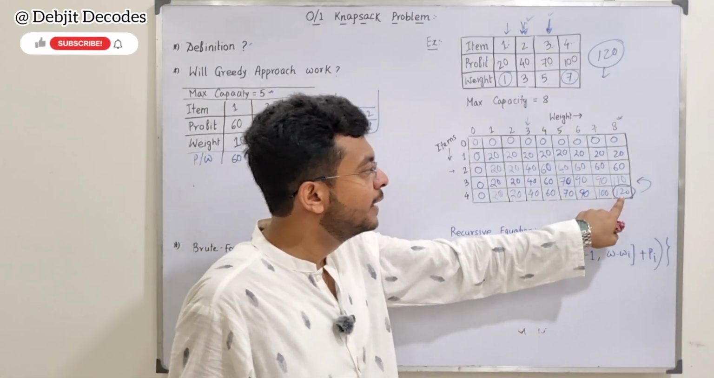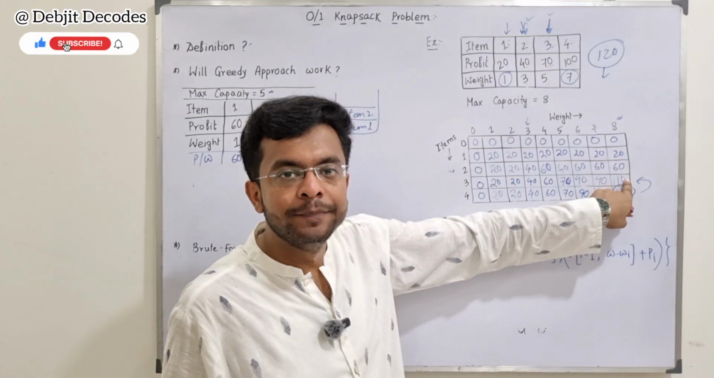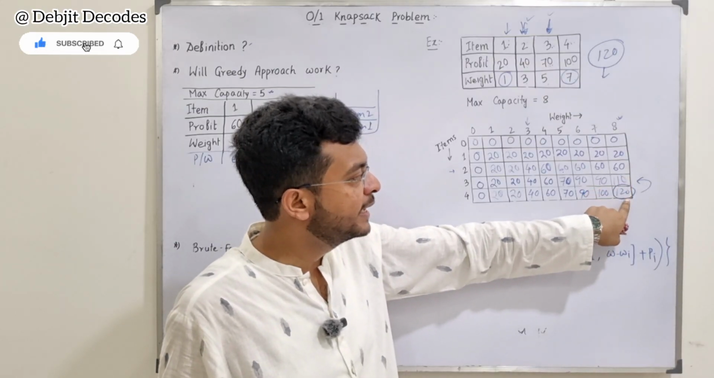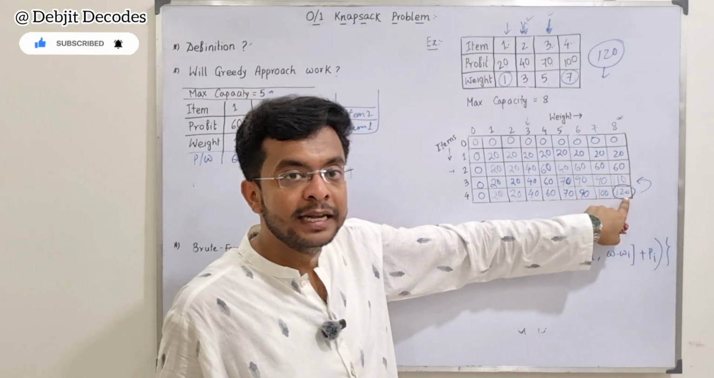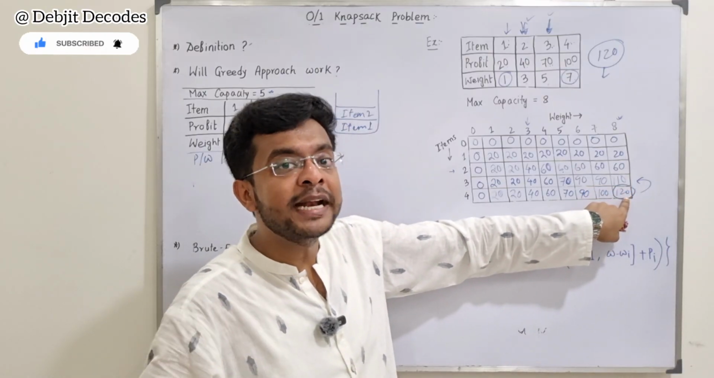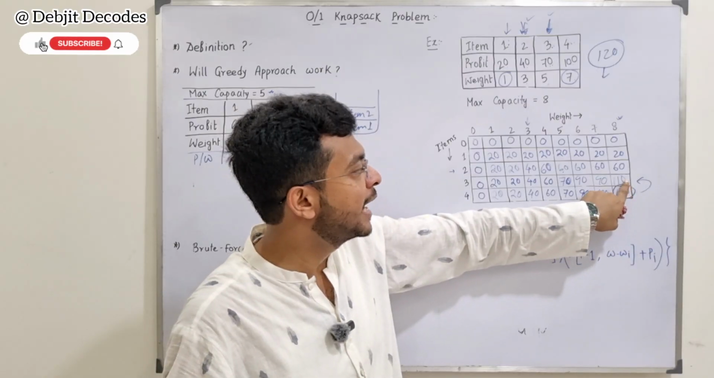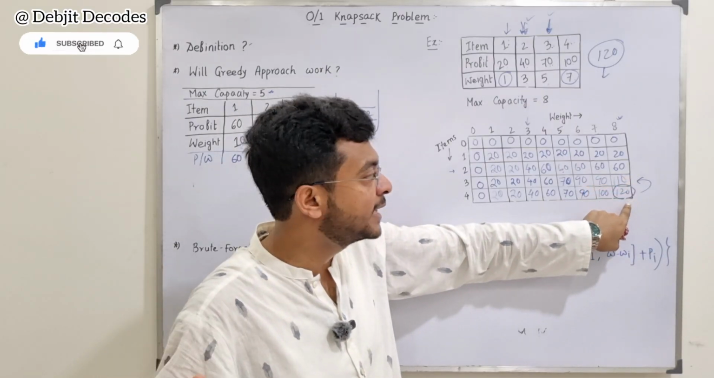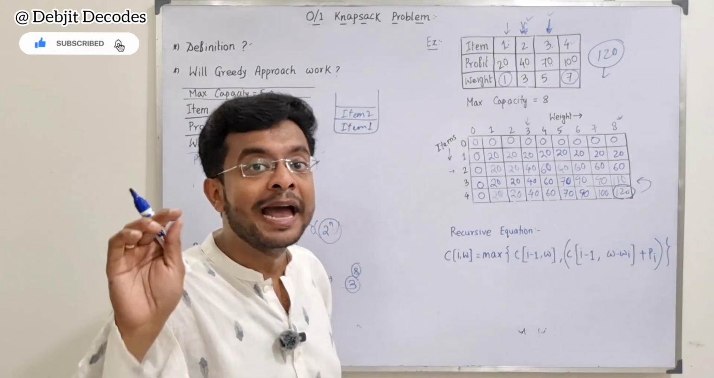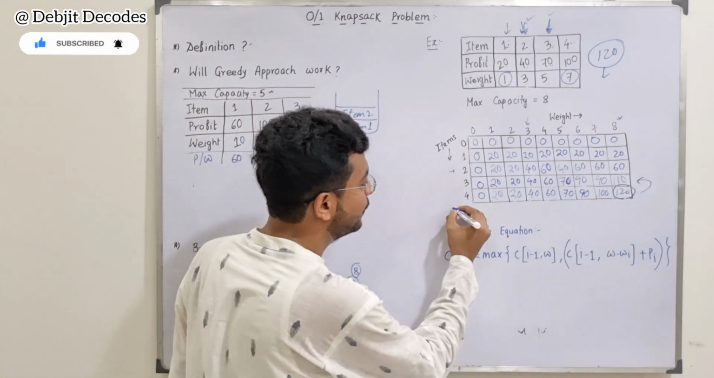Now if you can check, this value is 120 and the upper cell's value was 110. That simply means this value was getting changed. It didn't remain the same. That means the 4th item has an impact on the maximized profit, because it was initially 110. If it was not changing, then we would take from the upper cell, but it is changing. That means item 4 has some role to play while the profit is getting maximized. So item 4 is included.